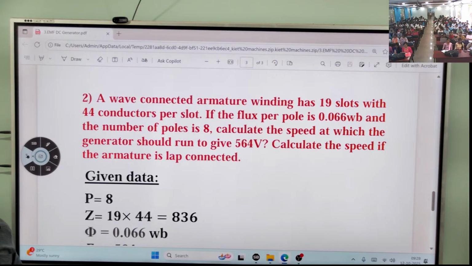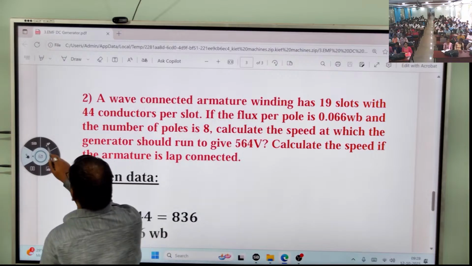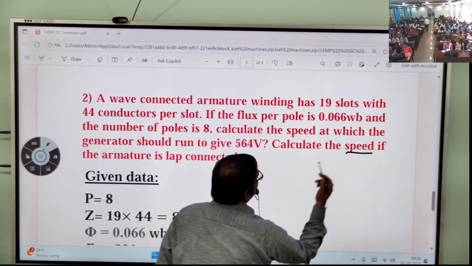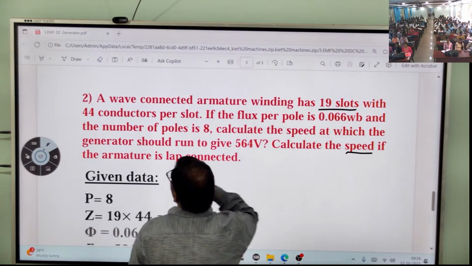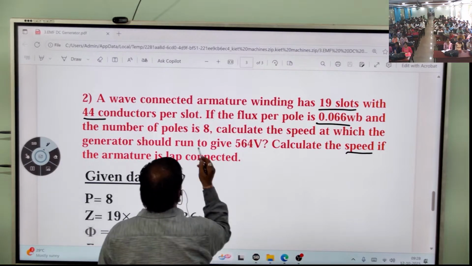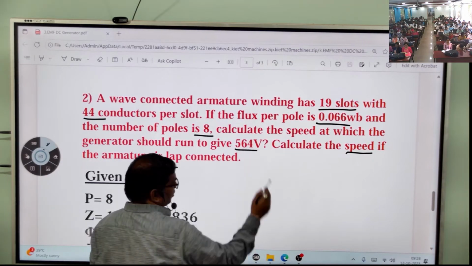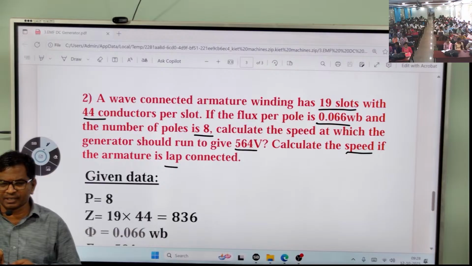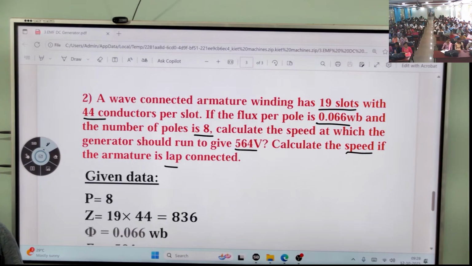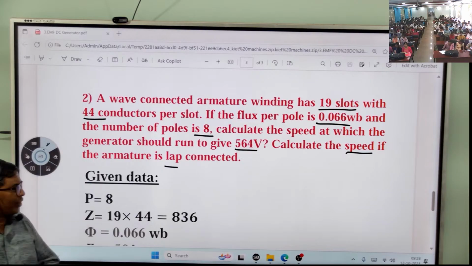So here we have to calculate speed. The 19 slots with 44 conductors, flux per pole, number of poles 8, and lap connected. The underlined quantities are the parameters given in the question, so write them down as the given data. First we have to get Z.